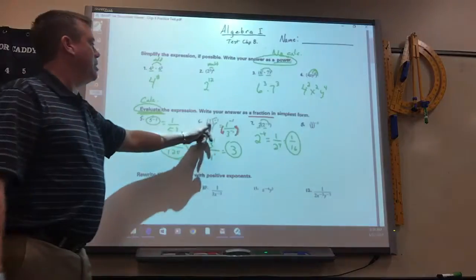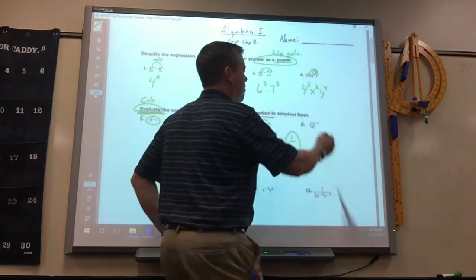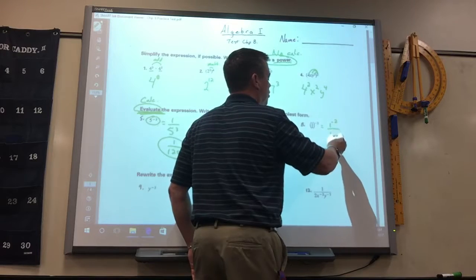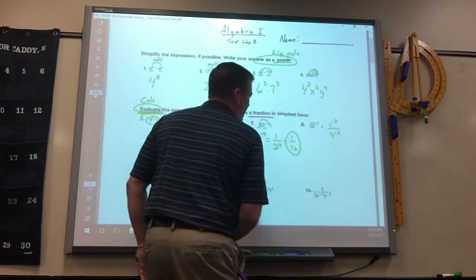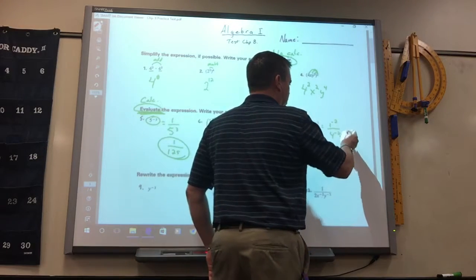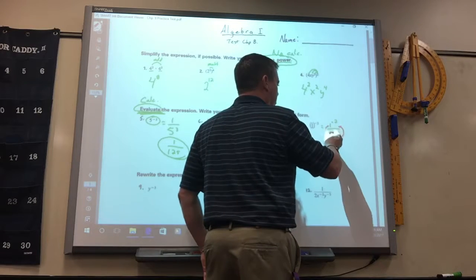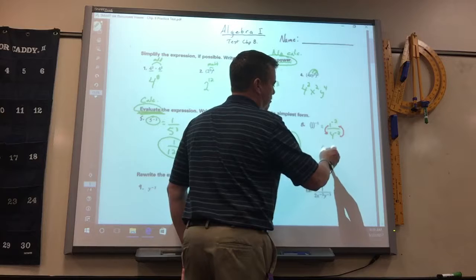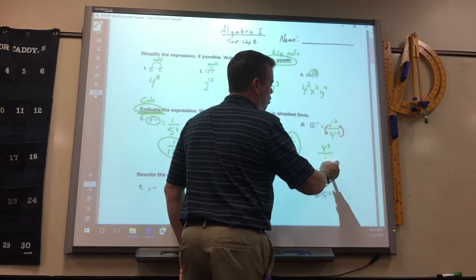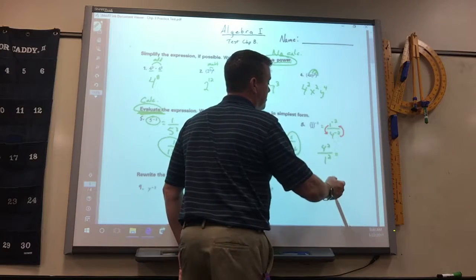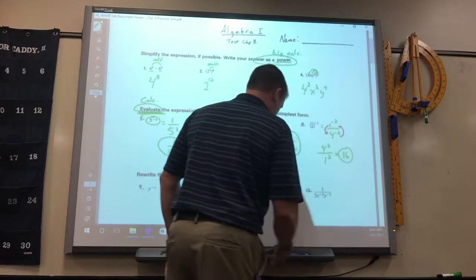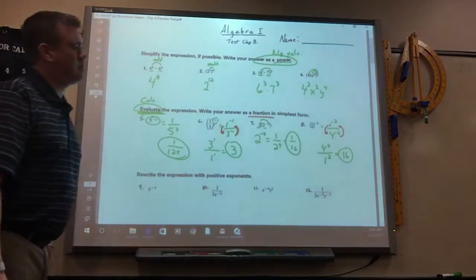This one is like this one, except the exponent's a -2. It would be 1 to the -2nd, 4 to the -2nd. They're both negative, so you have to move that one up, this one down. So it'd be 4 to the +2nd over 1 to the +2nd, which is 16 over 1, which simplifies to 16.